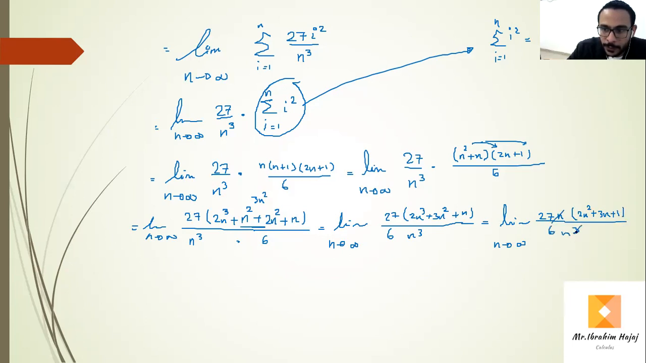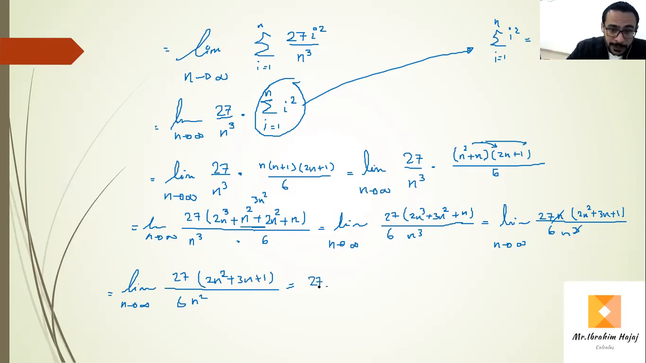Now we cancel out the factor n with the n³, so it will be n² down. It's not negative. Cancel n, it will be n² down. So we have 27 over 6n², and up here 2n² plus 3n plus 1. Pay attention, please, guys.